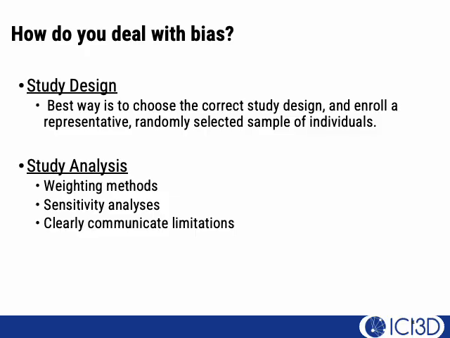The best way to avoid bias altogether is by choosing the correct study design and enrolling a representative, randomly selected sample of individuals. One can adjust for some biases during study analysis by using weighting methods or sensitivity analyses, but it's very important to clearly communicate potential biases in your study and the limitations that imposes on the interpretation of results.